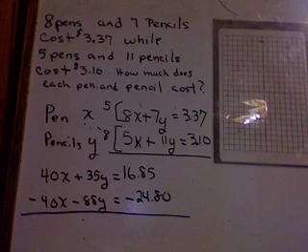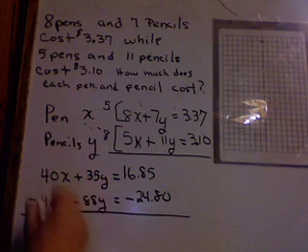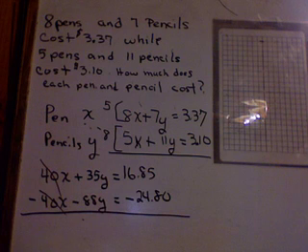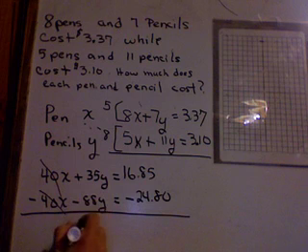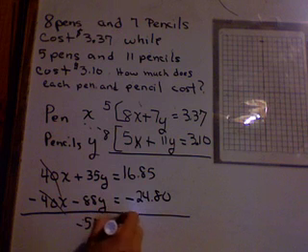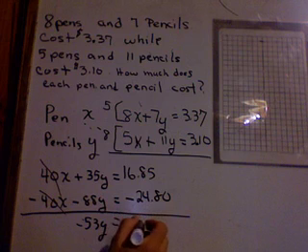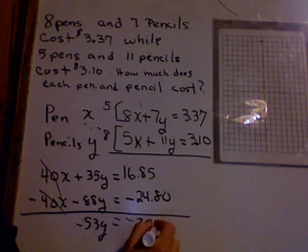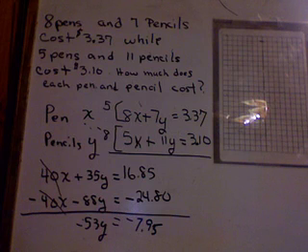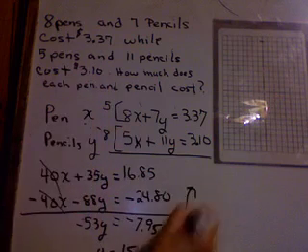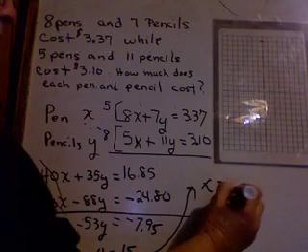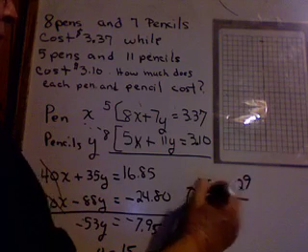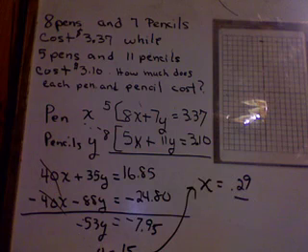Okay, so let's go about solving this system here. Adding, the x cancels out. I get negative 53y equals negative 795. Divide by negative 53, and I get y equals 15 cents. And if I plug that into the original, I'll get x equals 29 cents. And there we have the cost of the pens and the pencils.